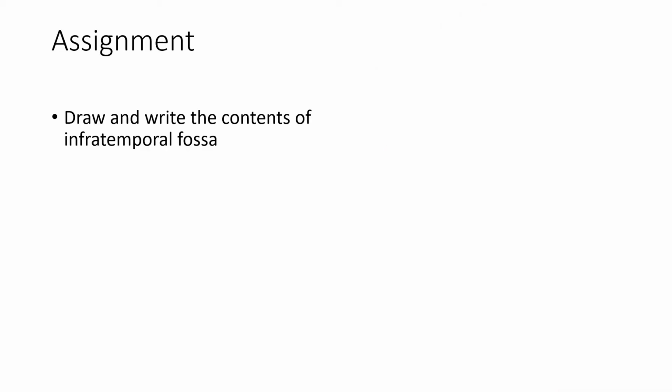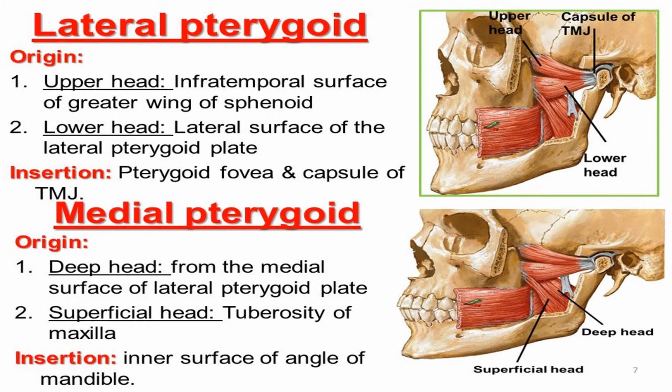Okay, so here is an assignment for you. You have to draw and write the contents of the infratemporal fossa. Okay, so let's discuss the contents of the infratemporal fossa in detail. So we have the two muscles. One is the lateral pterygoid muscle and the other is the medial pterygoid muscle.